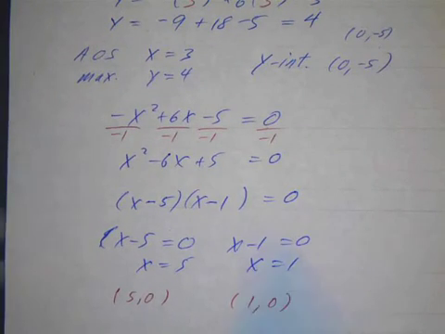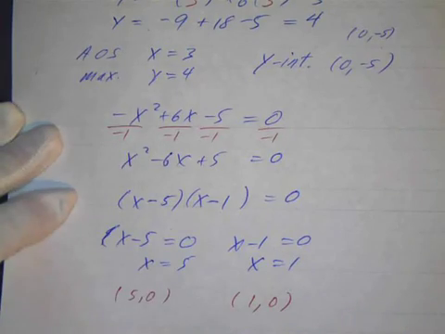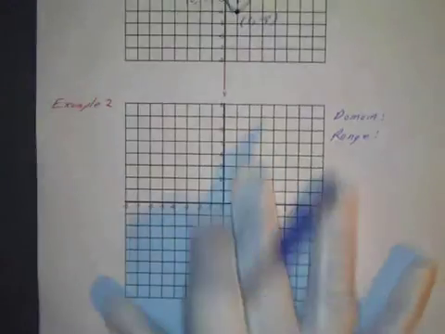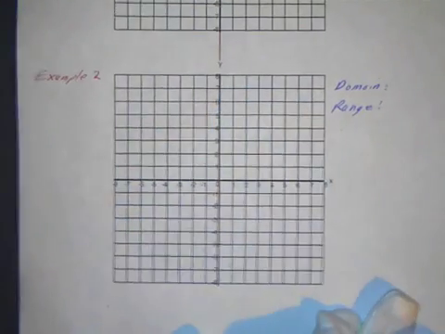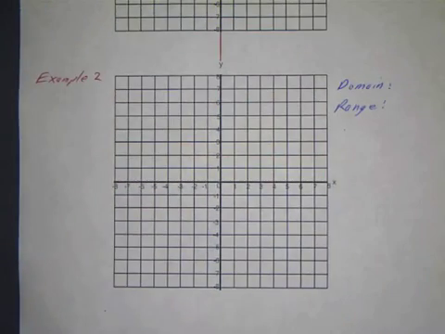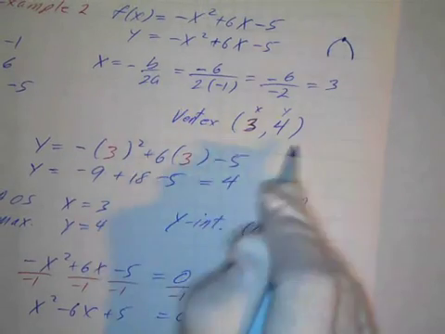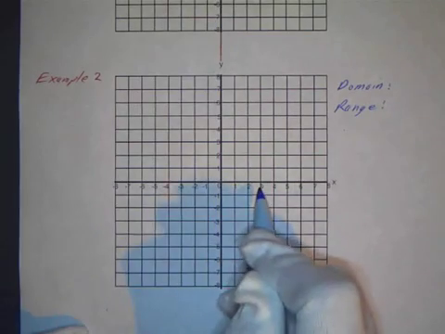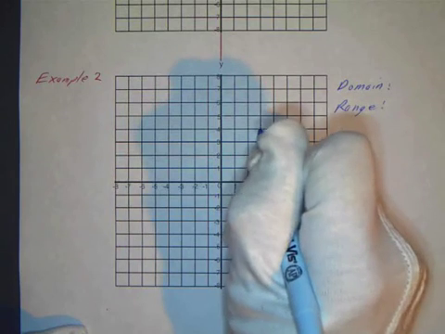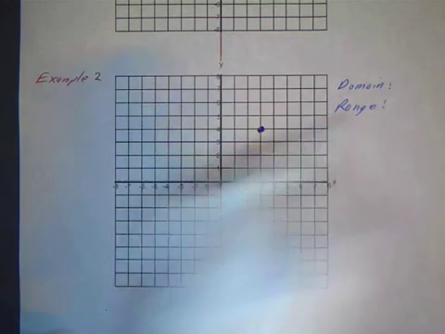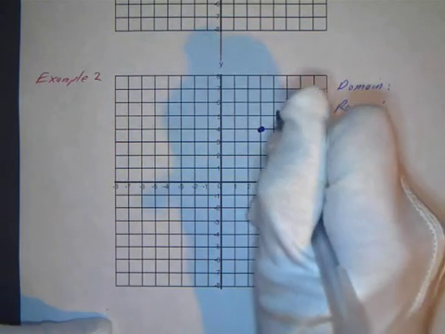So let's take a look at this. We got all of our data here. So I'm going to transfer this over to my graph. Okay. So my vertex was what? 3, 4. So 1, 2, 3 over and up 4. 1, 2, 3, 4. So there's my vertex. I can label it 3, 4.